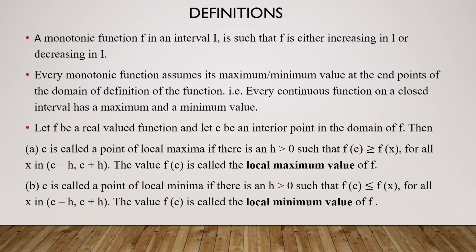Correct? So in the same way you have the local minimum. c is called the point of local minima if there is an h greater than 0 such that f(c) is less than or equal to f(x) for all x in (c minus h, c plus h). That means in the given neighborhood it is minimum. So the value f(c) is called the local minimum value of f. You will understand it better when we see the examples.